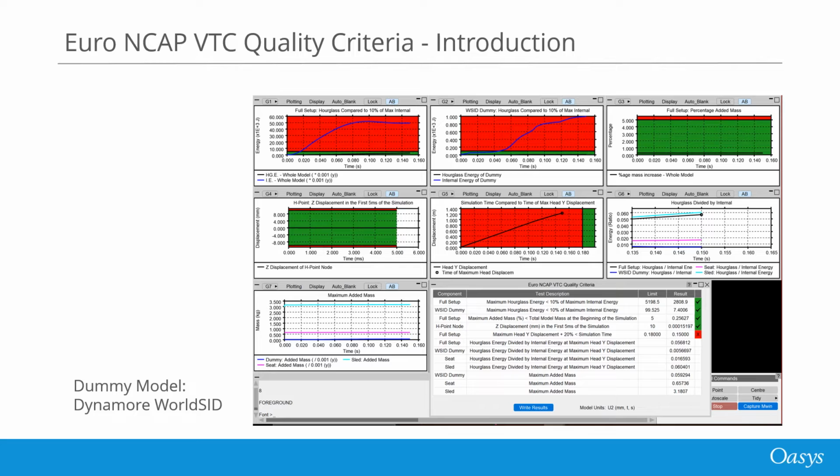There are also 7 values that must be monitored, such as the maximum added mass for the welded dummy, seat, and sled. You can set up the tool in Primer and then perform the quality criteria checks in THIS. You can also automate the process in Reporter.